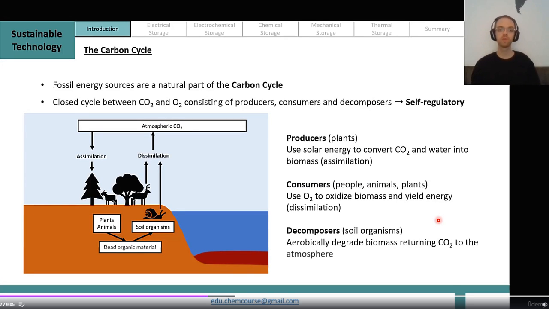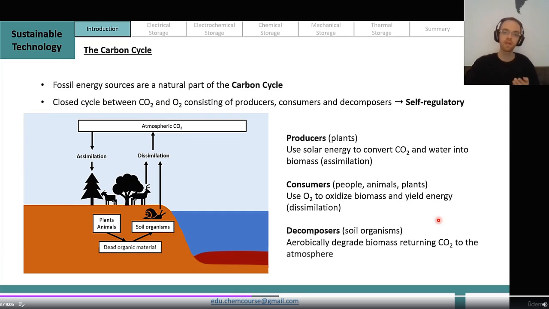Now, fossil fuels are actually a natural part of the so-called carbon cycle, and this is something I would like to introduce you to now. The so-called carbon cycle is a closed cycle between CO2 and oxygen, consisting of producers, consumers, and decomposers. This kind of cycle, because it's closed, means it's self-regulatory. So if one of the components increases, the other will also increase, and it will self-regulate the system. So there can never be a disbalance in the system.